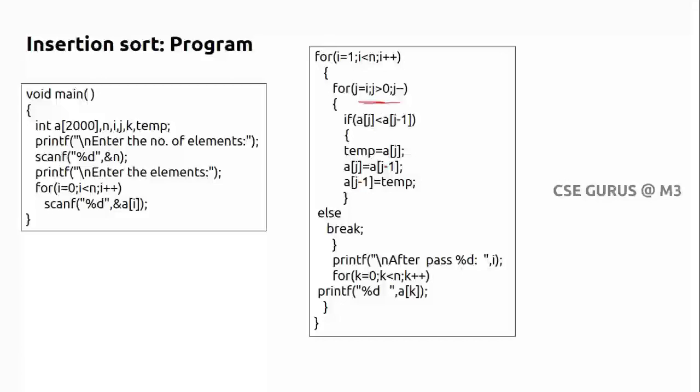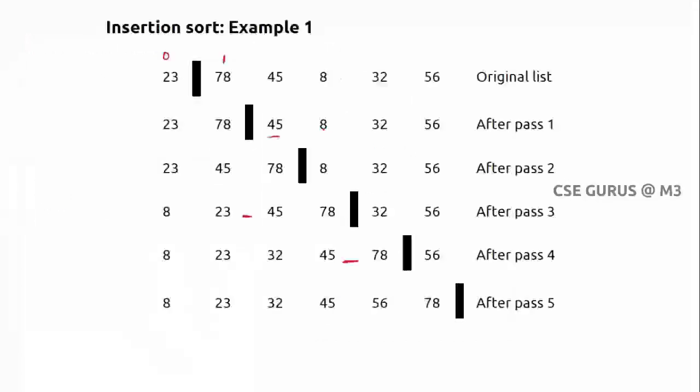I'll go to the example. Let us suppose 8 is there. So 8 is checking with 78. Is it true? Yes, then swap. 8 will come here, 78 will go here. Now 8 is checking with 45. 8 will come here, 45 will go here. 8 is checking with 23. 8 is coming here. This is the logic that is written here.